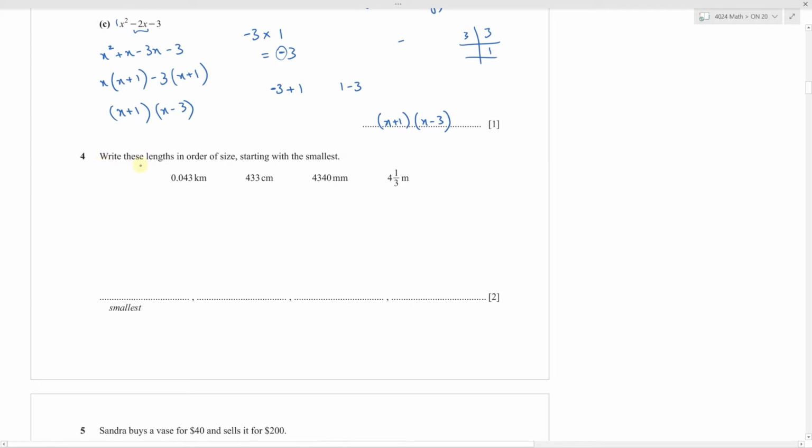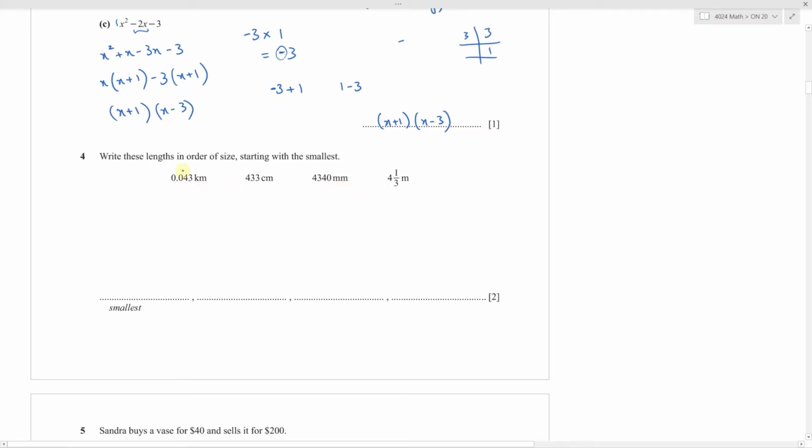Question number 4 is write these lengths in order of size starting with the smallest. So now you have some values in kilometers, this is in centimeter, this is in millimeter, and this is in meter. So we need to first convert them to the same unit so that we can compare them easily. So let's convert everything, I think, to centimeters.